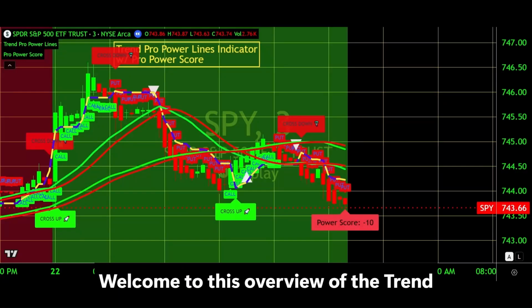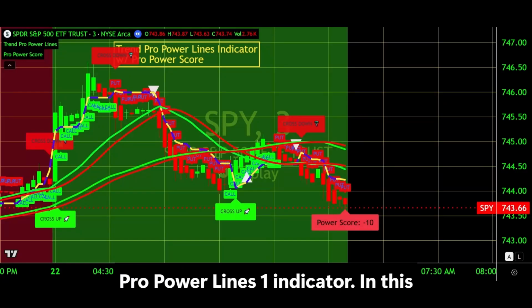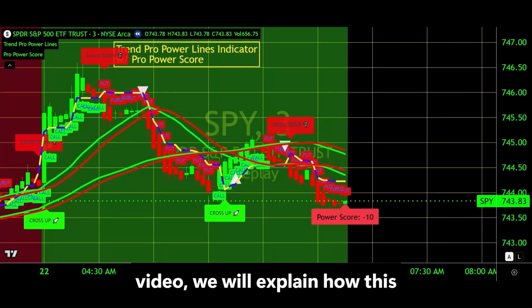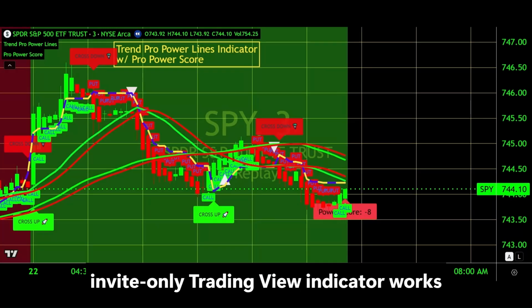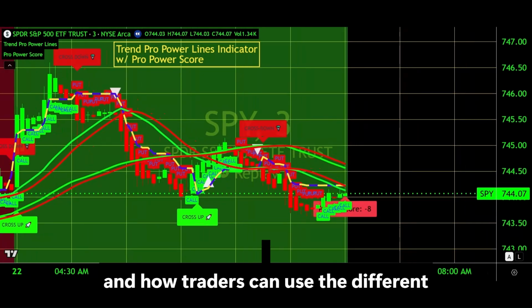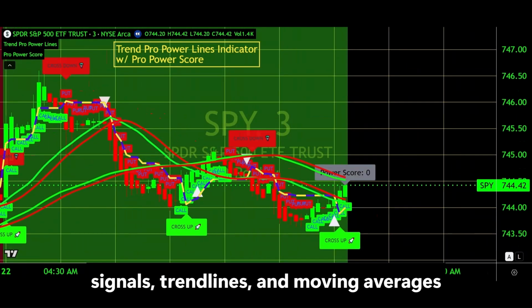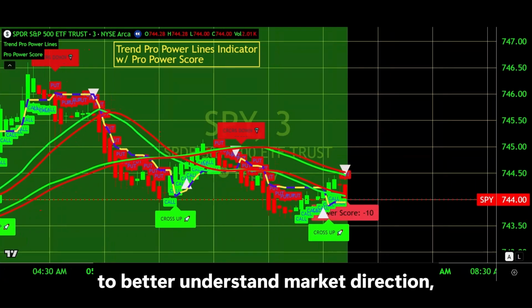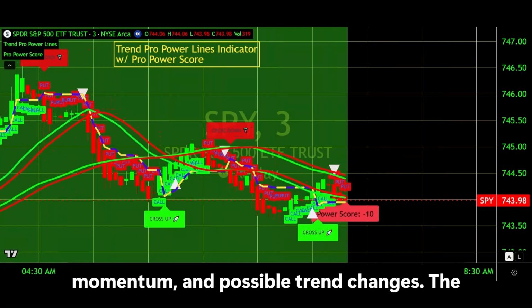Welcome to this overview of the Trend Pro Power Lines 1 indicator. In this video, we will explain how this invite-only TradingView indicator works and how traders can use the different signals, trend lines, and moving averages to better understand market direction, momentum, and possible trend changes.